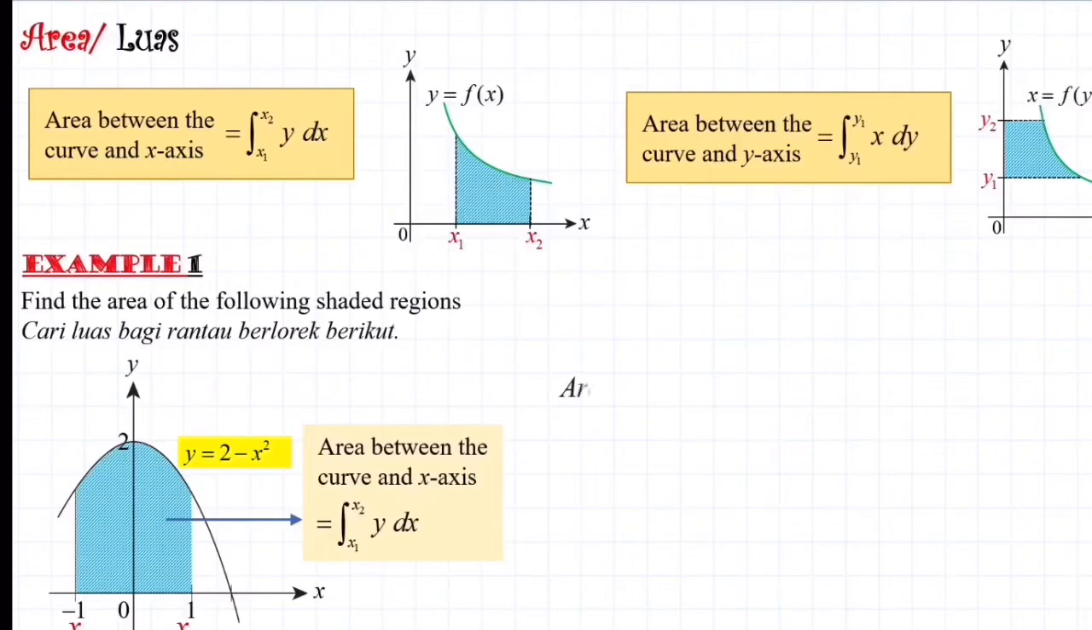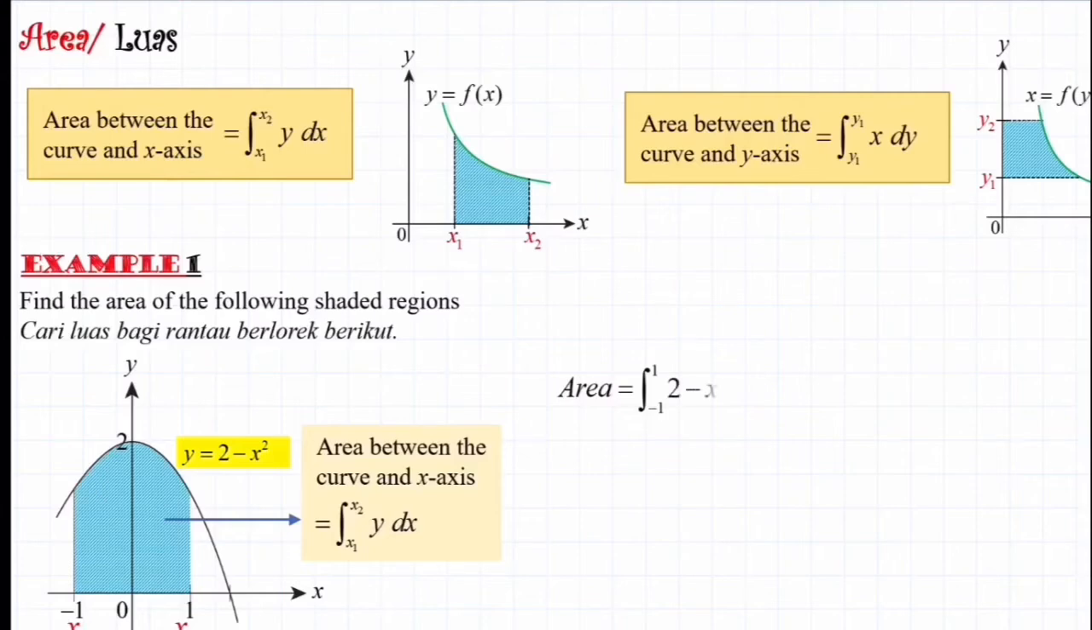So we will use the formula: area is equal to the integral from x1 to x2 of y dx, and we will substitute y as 2 minus x squared, and then we will integrate from the limit -1 to 1. The lower limit is -1, the upper limit is 1. After we integrate the function, we will substitute the limits. How we substitute the limits is we substitute the upper limit first minus the lower limit.